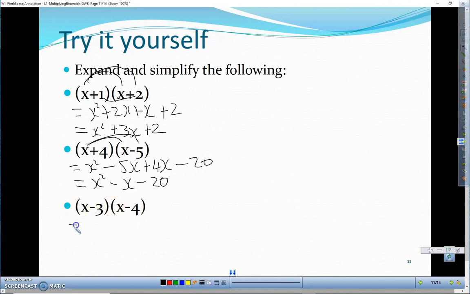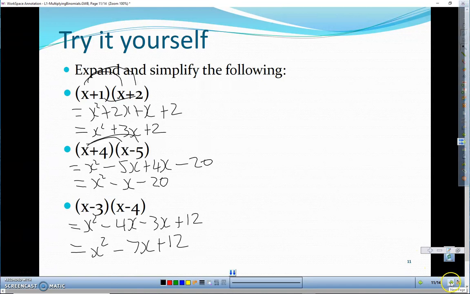X times x is equal to x squared. X times minus 4 is minus 4x. Minus 3 times the x is minus 3x. And minus 3 times minus 4 is plus 12. Collect like terms. X squared, minus 4 minus 3 is minus 7x. And we've got the 12 on the end. So this is how I've shown you to expand and simplify with 3 examples.